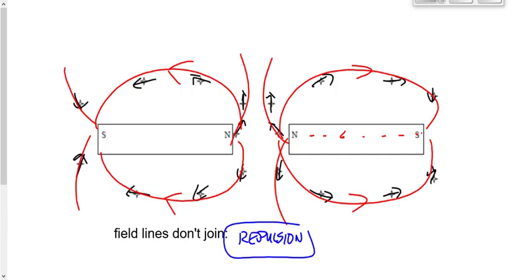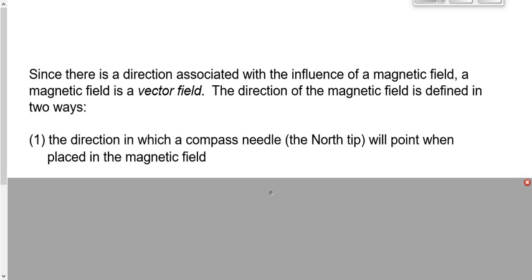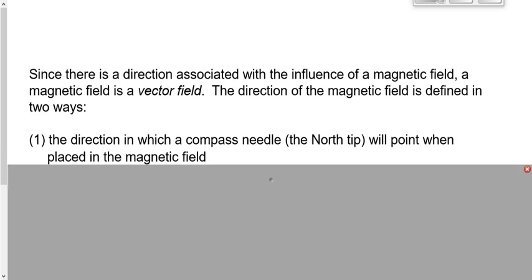Remember, with an electric field, the field was the way that a positive particle would move when placed in the field. A magnetic field is the way that a compass needle points when placed in the field, the direction that a compass needle points. So we sub in a compass needle for a positive charge. We look at which way it's affected. Remember the other way we define the direction of an electric field? The way that a positive would move if placed in the field, and away from the positive toward the negative.